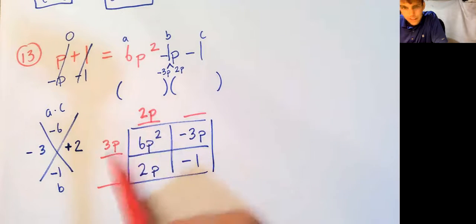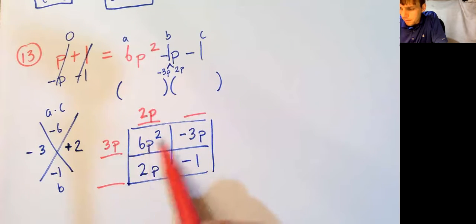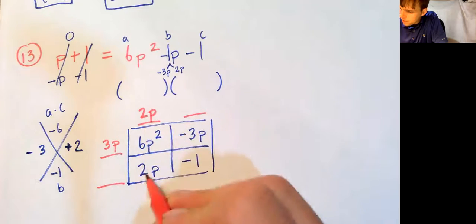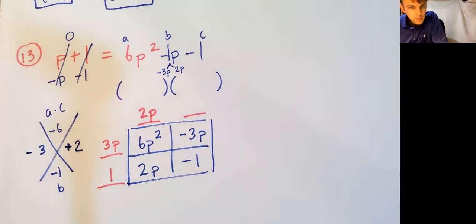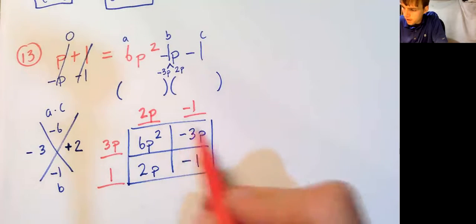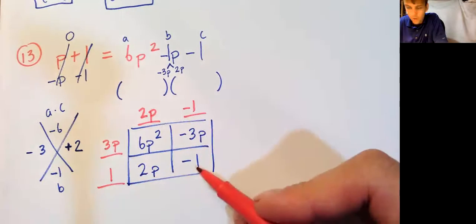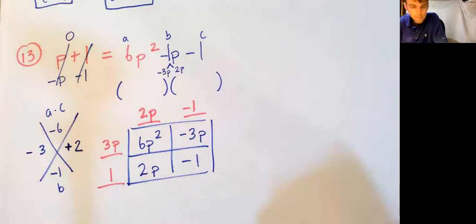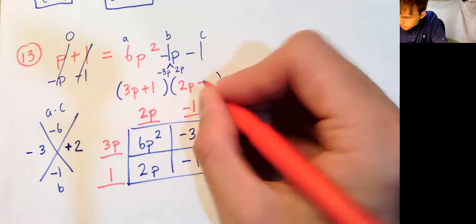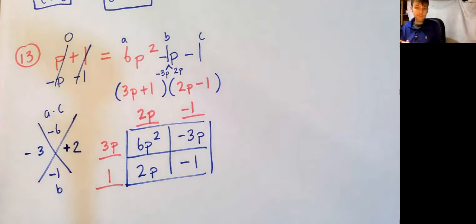And you can check to see if you're getting the things right on the outside, because if you multiply them, you need to get what's on the inside of the box. So 3p times 2p, that gives you this, 6p squared. Okay. 2p times 1 is going to give me 2p. 3p times negative 1 is going to give me negative 3p. And I want to make sure that does work here as well. Negative 1 times 1, yeah. All right, so I know this is my factoring. 3p plus 1 and 2p minus 1. And that is, of course, equal to 0.